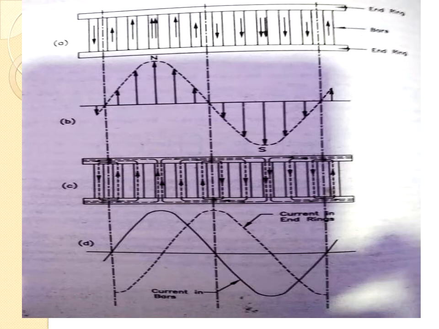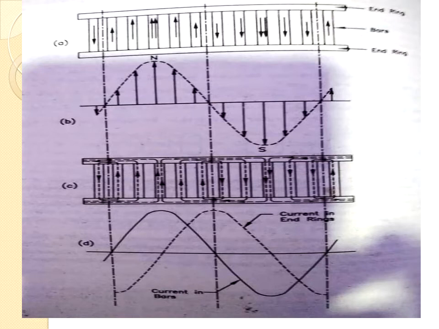Figure D shows the rotor bar current. It is similar to B. The rotor bar current is maximum where it is maximum in figure B. In similar fashion, at that condition, the end ring current is zero. The end ring current is maximum when the bar current is zero. That means the end ring current lags the bar current by 90 degrees.